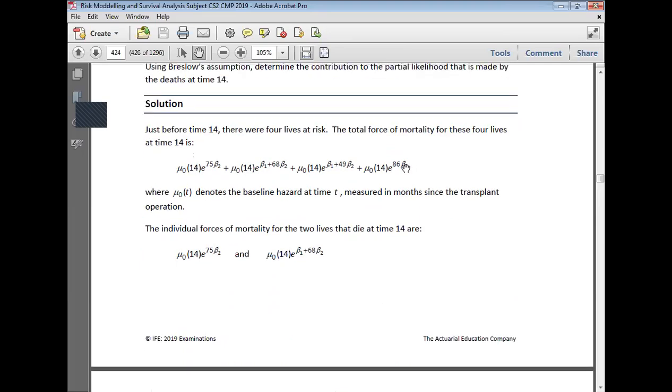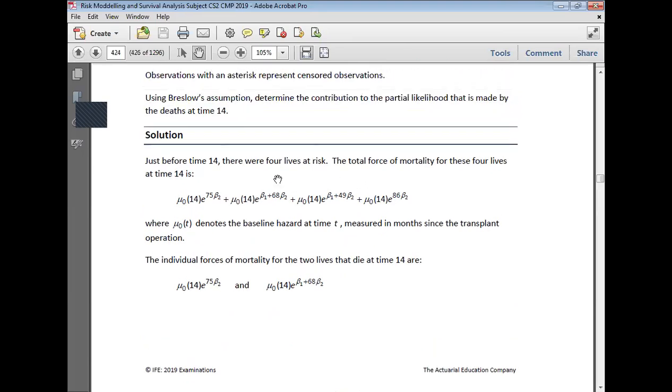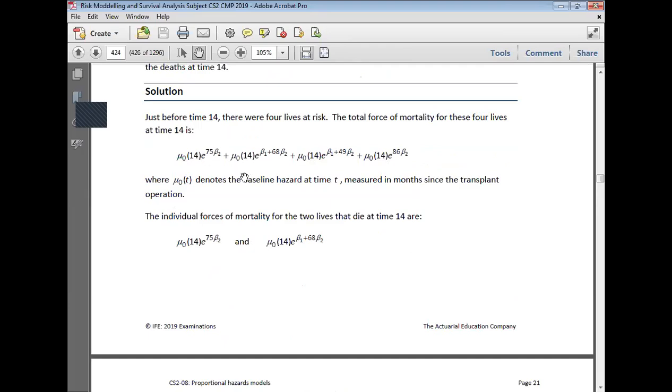So now we know this is the lives that were exposed to risk when this person died. And when I'm talking about Breslow's assumption, I assume that this remains the same for this guy as well as this guy. So they both die at the same time, which is why you assume that the exposed to risk category of people stays the same for this as well as this.